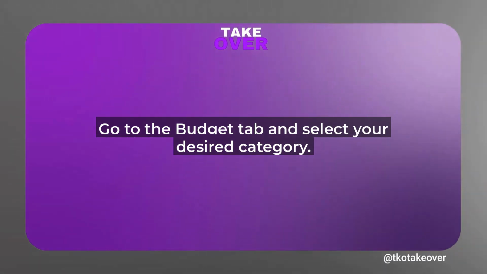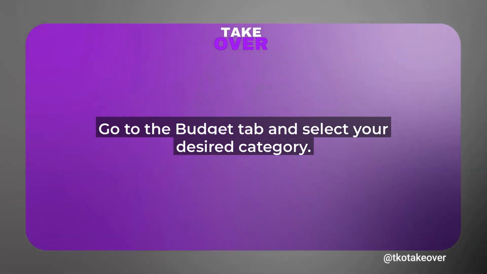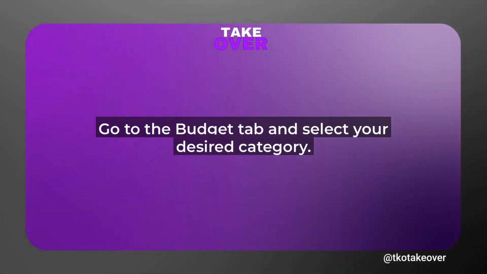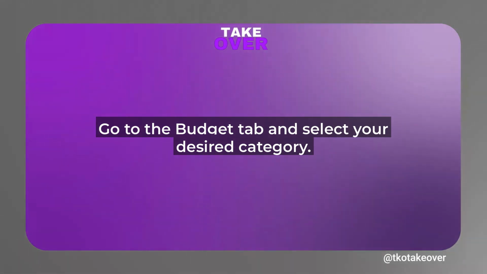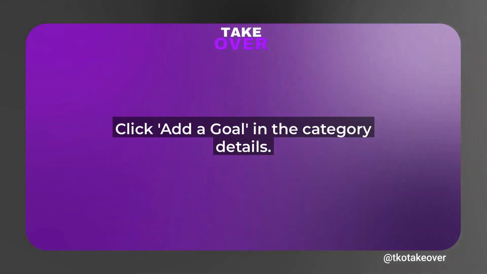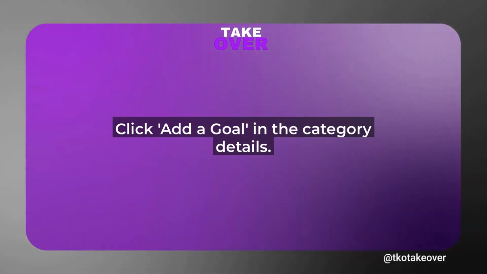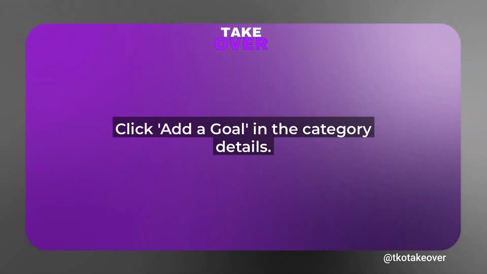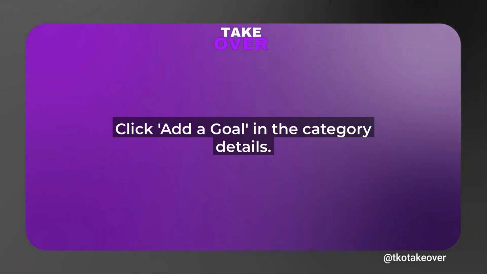In the category details, look for the Goal section. Click Add a Goal, and you'll see options like Monthly Funding, Target by Date, or Debt Payoff. Choose the one that fits your needs. Let's say you pick Monthly Funding. Enter the amount you want to allocate each month, like $200 for that vacation fund.